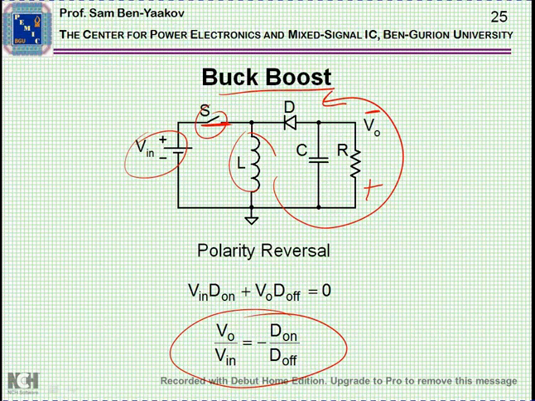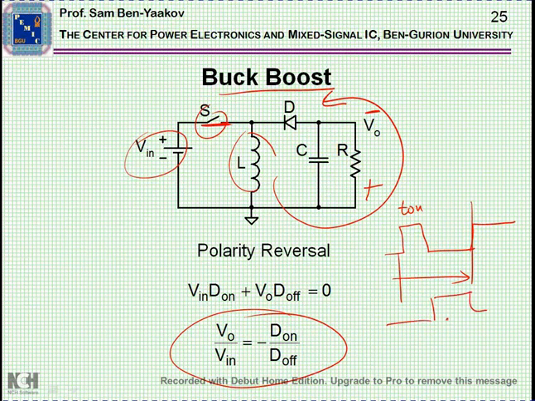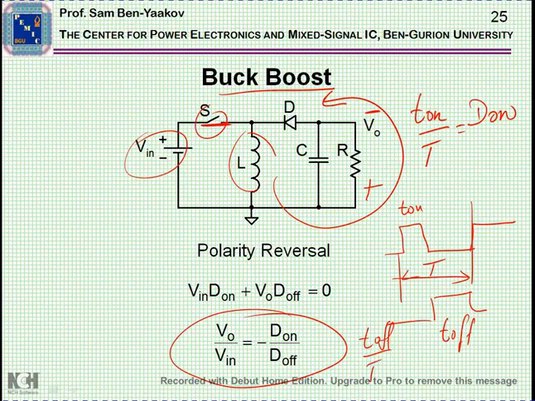This is the gain of the stage. It's D on over D off. D on and D off are defined by the on time of the switch. This will be T on, this will be the period, and T off is the complementary. So the ratio between T on and T is defined as D on, and similarly, T off over T is D off.